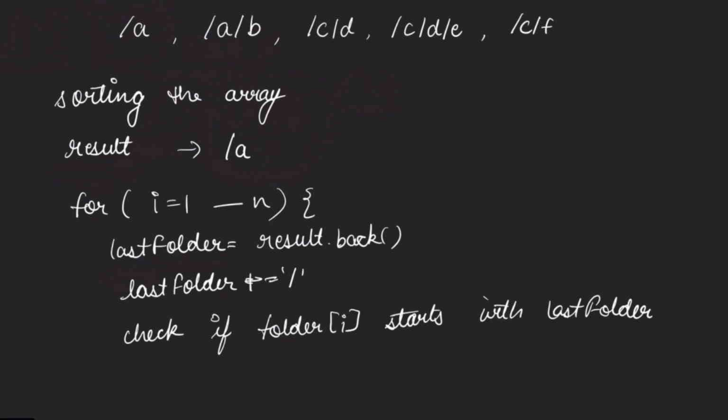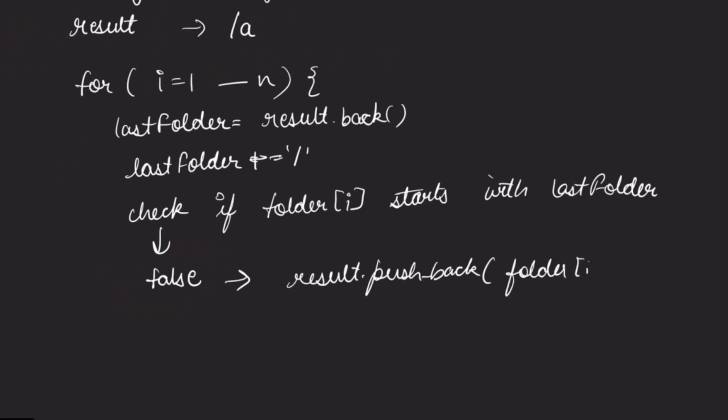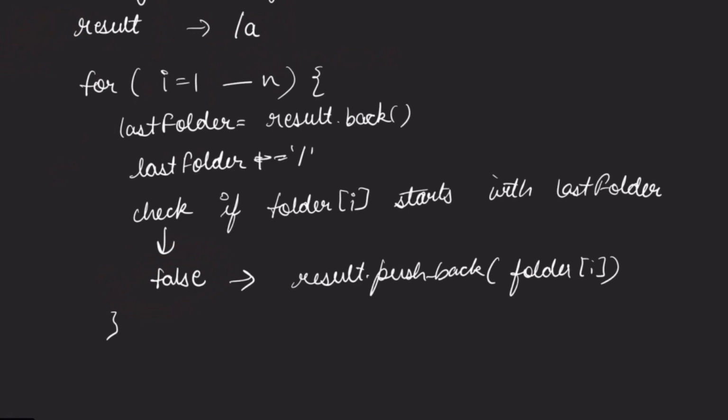Now, if it is starting with the last folder, then that means it is a subfolder, so we don't have to do anything, we'll just move forward. But if it is not starting with the last folder, then that means this is not a subfolder and we should include it in our answer. So if it is false, in that case in the result we will push our current folder, and that's it. You are done identifying all the folders which are parent folders. So in the end, you can simply return your result. I hope you got it.